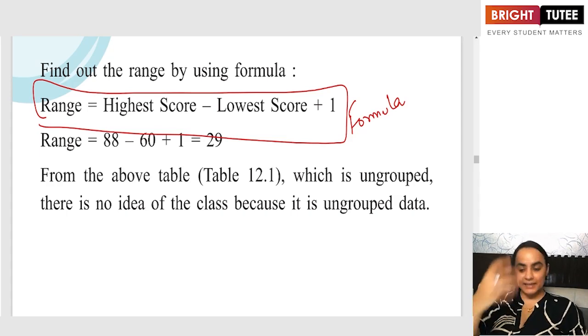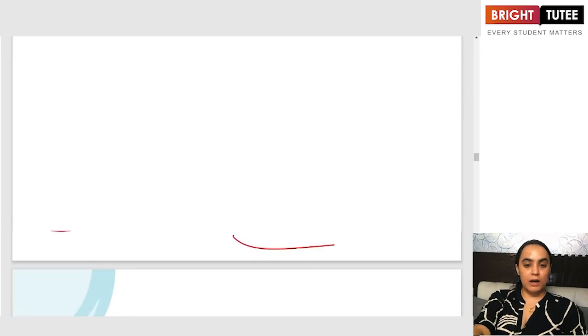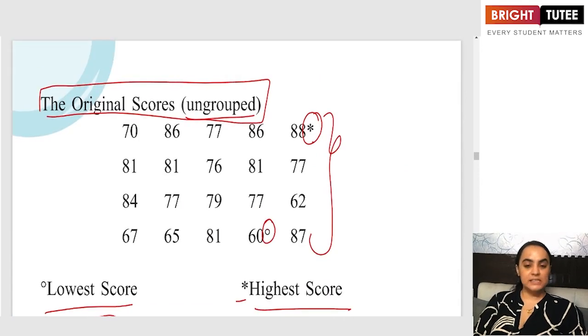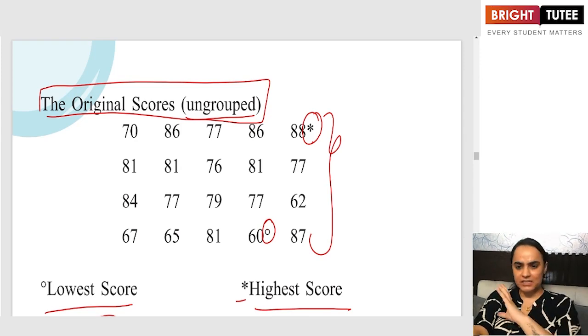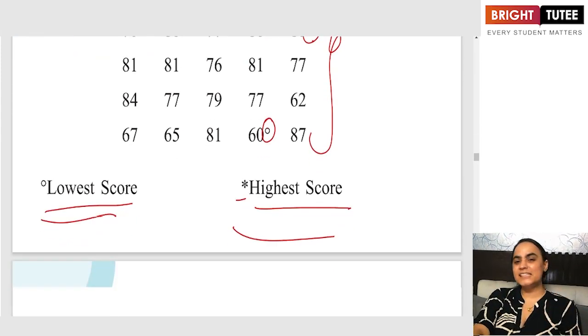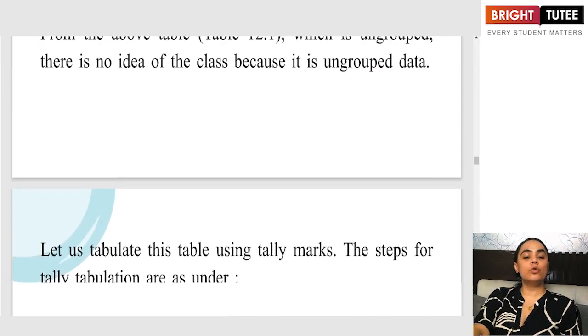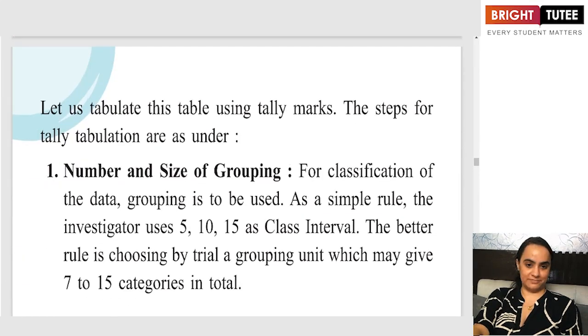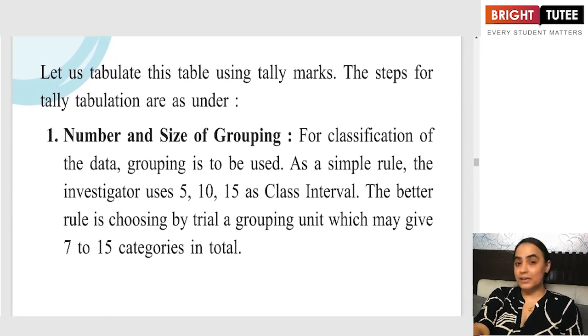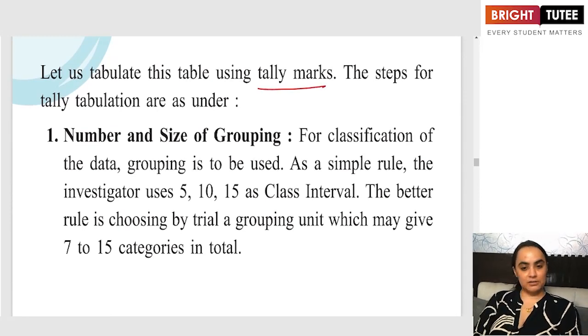Now the data which we saw above is ungrouped, as you can see. All the numbers are just scattered. We don't have any specific grouping that has been made. It is very rough, very scattered data. Now, if we have to group the data, we have to tabulate the data. We do it using the tally.